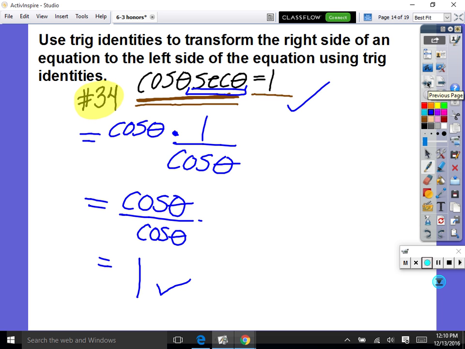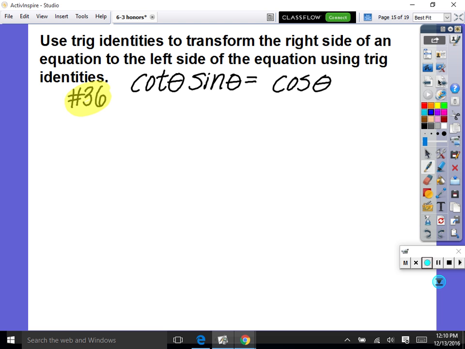Okay, so number 36, cotangent theta sine theta equals cosine theta. So I'm going to go with this side. Once again, this is how I know where to start. There's only a few times I change it, but I usually like it in terms of sine, cosine, tangent.